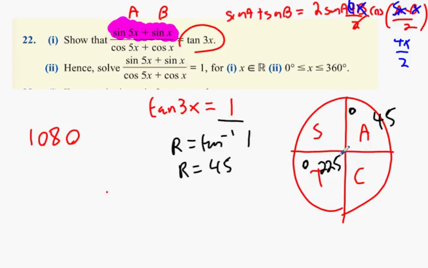Do another rotation. 405 and add on 360. Do another rotation. 765 and 945. Good with all that. Now 3x equals all those numbers, yeah?